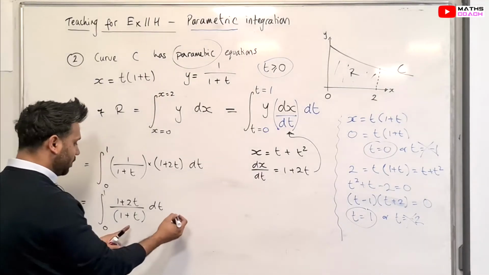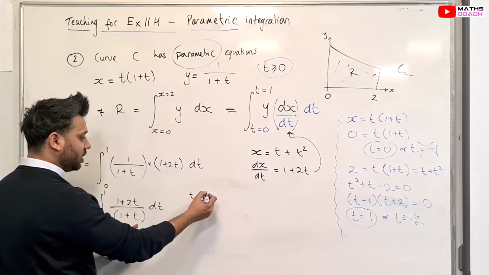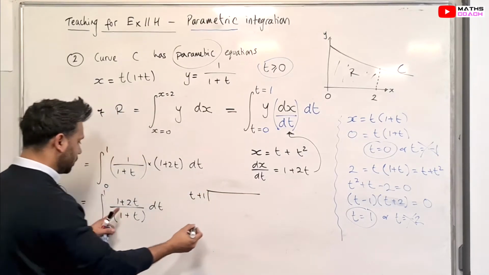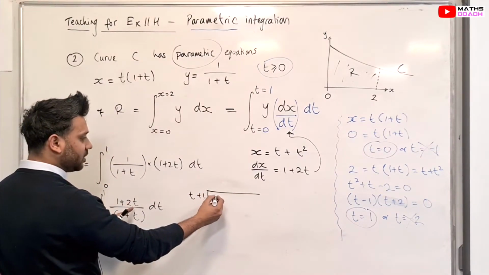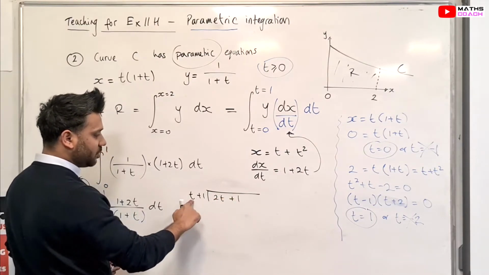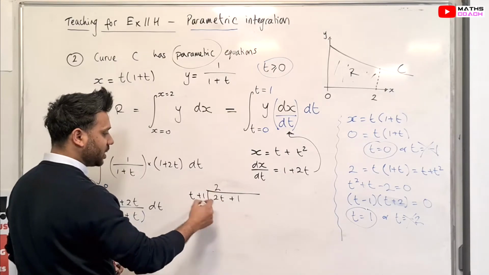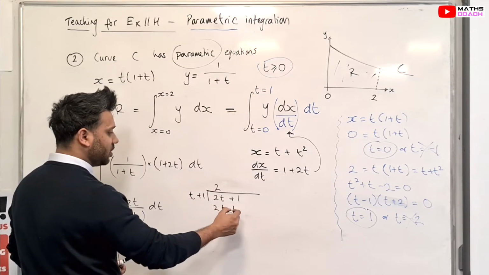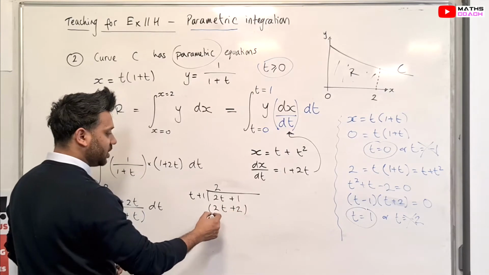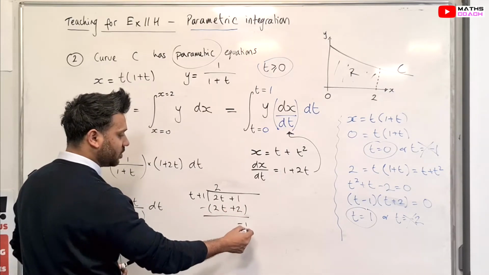Right, so perform the long division. So we have 1 plus t as a divisor, so I'm just going to write it as t plus 1, divided into 1 plus 2t, which I'm going to rewrite as 2t plus 1. So 2t divided by t is equal to 2, and multiply this out, so that gives you 2t plus 2, and then we subtract, the 2t cancels off, 1 minus 2 is minus 1.